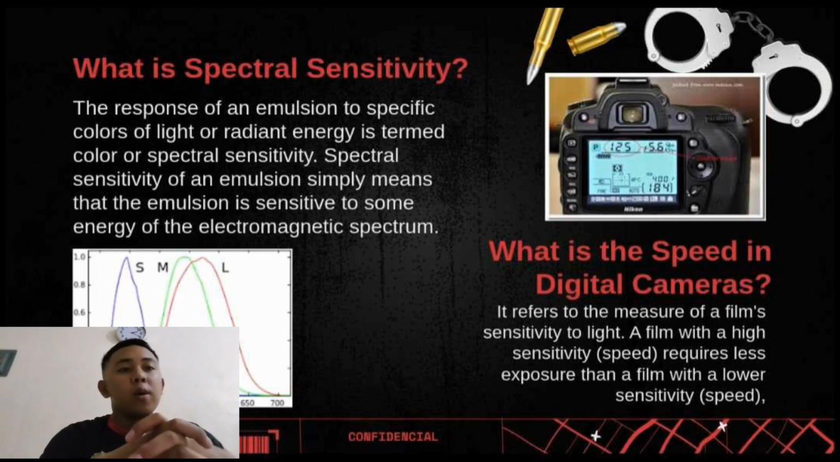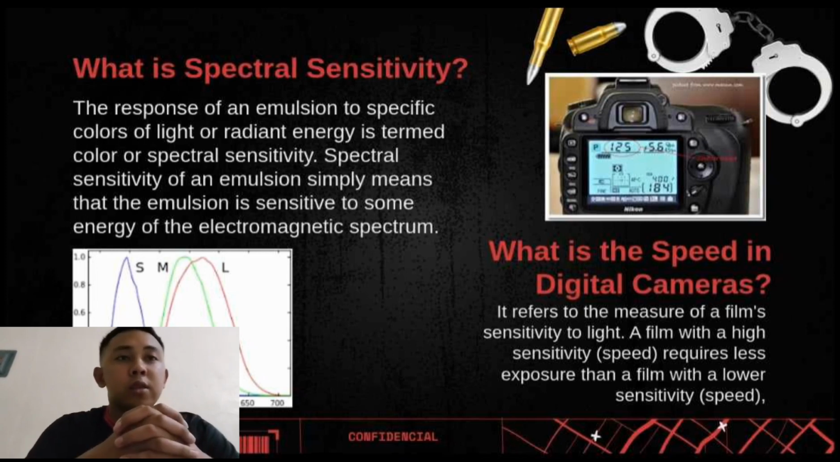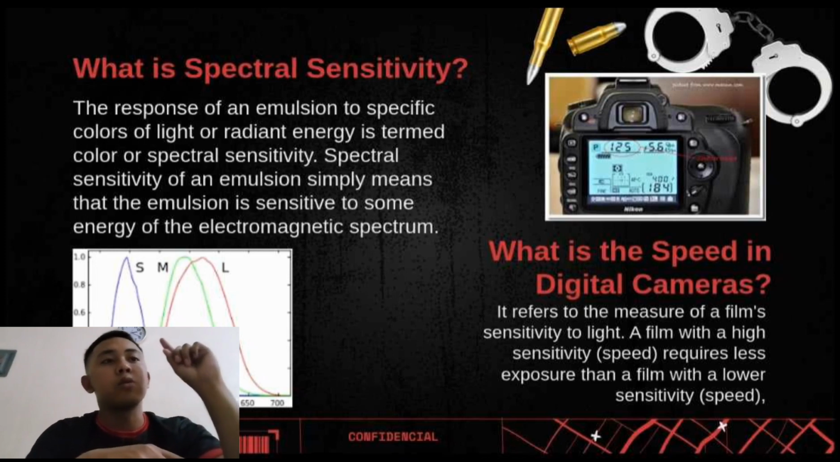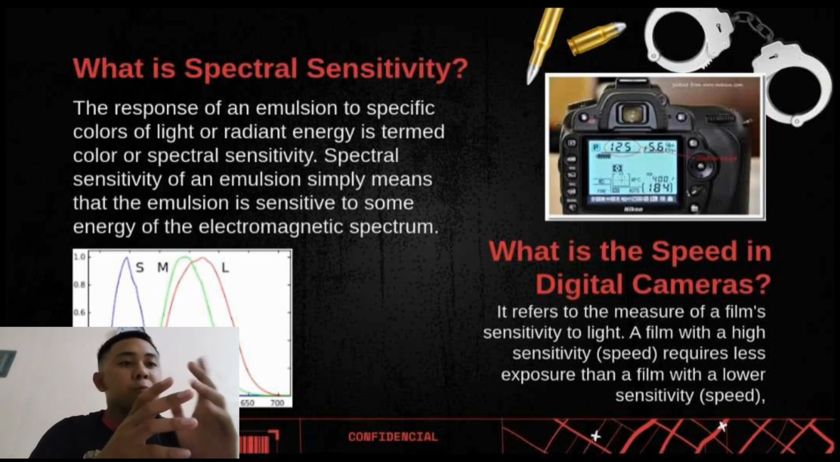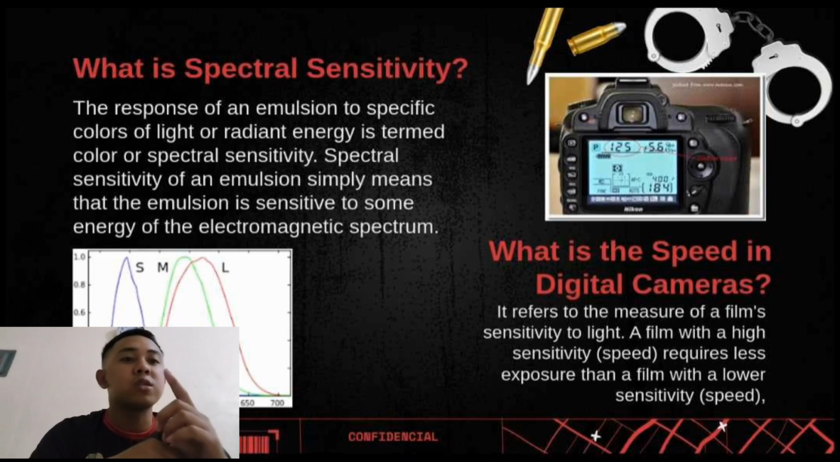So, what is the speed in digital cameras? Speed in digital cameras is in the camera settings. Is there a number so that the speed in digital cameras can be measured? Speed in digital cameras refers to the measure of a film's sensitivity to light. A film with a high sensitivity requires less exposure than a film with a lower sensitivity.